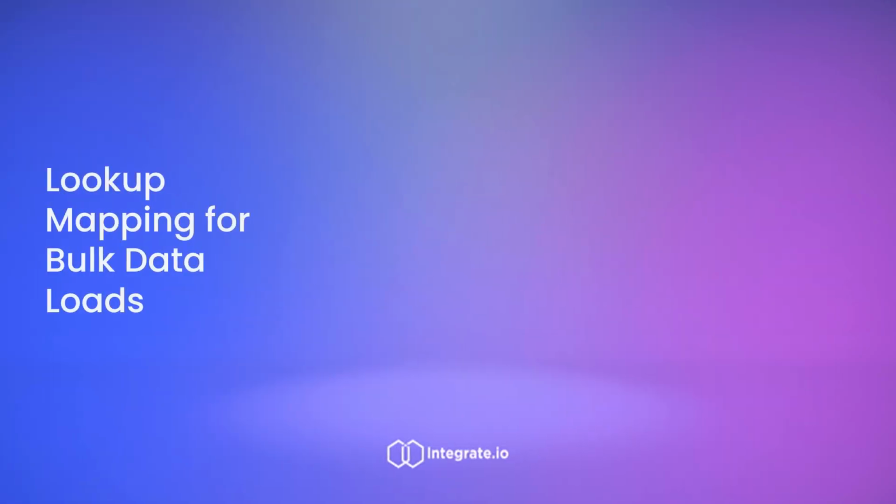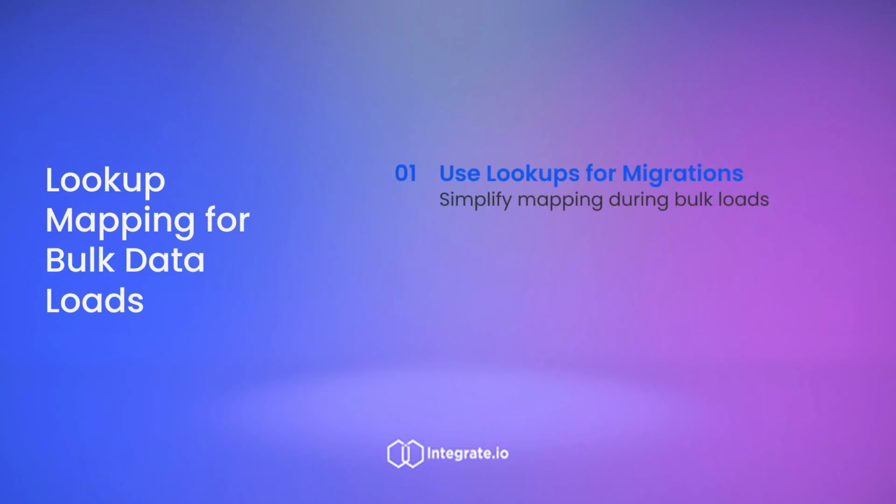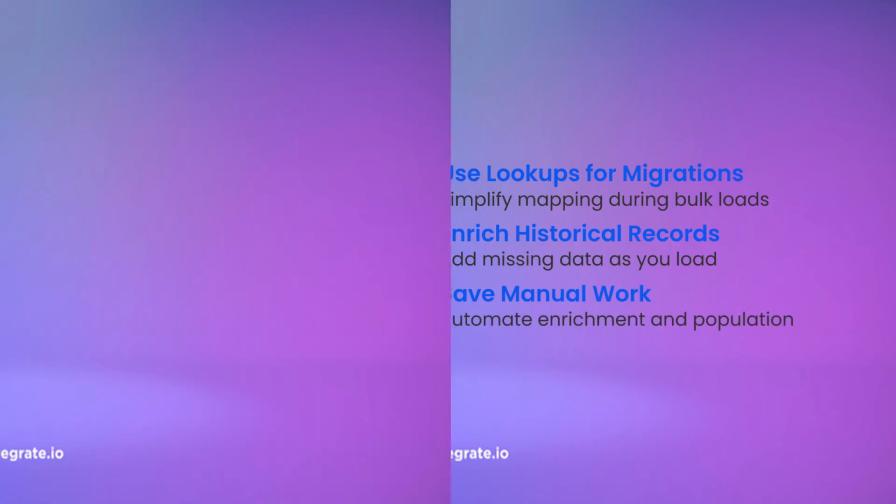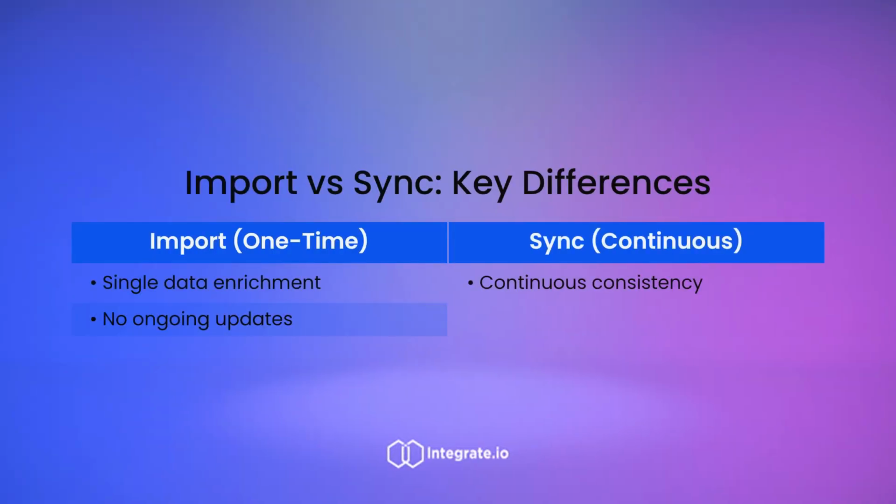When using the import tool for large-scale migrations, lookup mapping is a lifesaver. Instead of running massive post-load update scripts, you can enrich your historical data as it moves into the new system. This load and enrich approach saves hours of manual work and ensures your new database is fully populated and accurate from day one. Unlike the import tool's one-time nature, the synchronization tool uses lookups to maintain ongoing data consistency. As records change in your source, the sync tool re-references the lookup table to ensure your destination stays current. This is vital for maintaining a single source of truth across your entire tech stack over long periods of time.